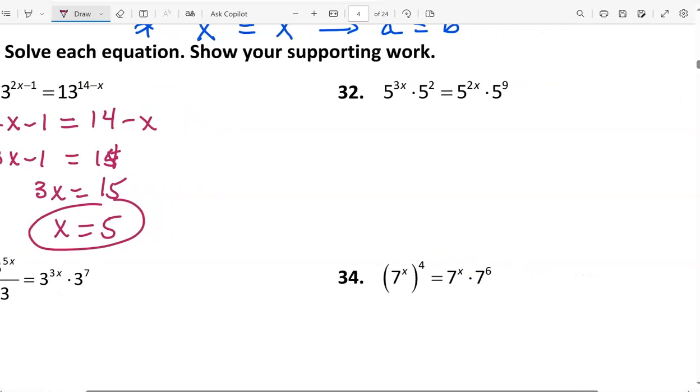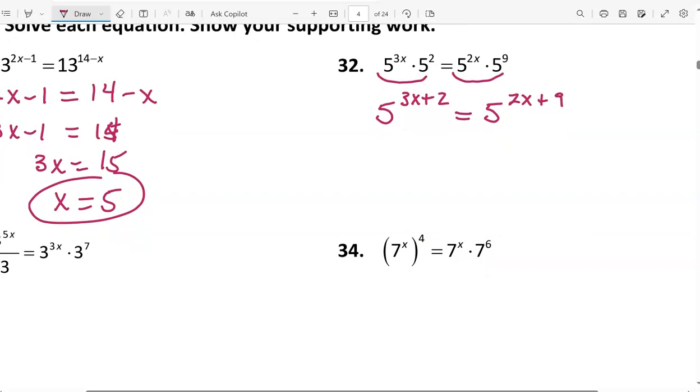For number 32, we need to consolidate each of these sides of the equation by using properties of exponents. 5 to the 3x times 5 to the 2nd power is 5 to the 3x plus 2, because when we multiply like bases, we add the exponents. And then on the right side, 5 to the 2x plus 9. Now that we have the same base, the two exponents must be equal. 3x plus 2 is equal to 2x plus 9. That gives us x plus 2 is equal to 9, and x is 7.